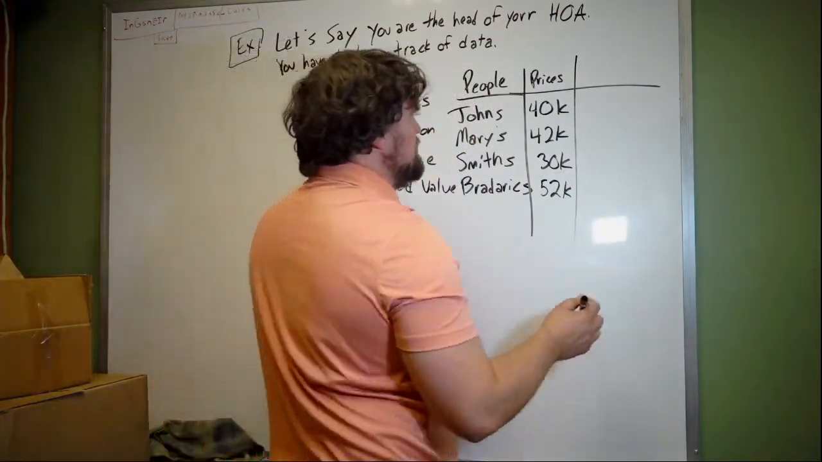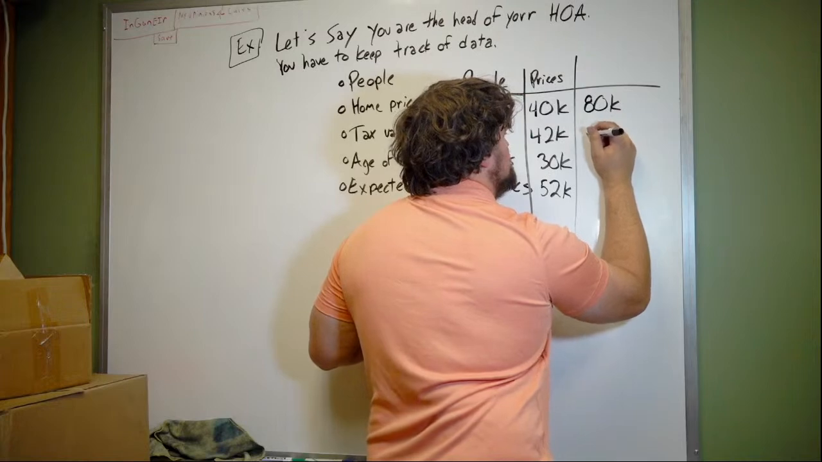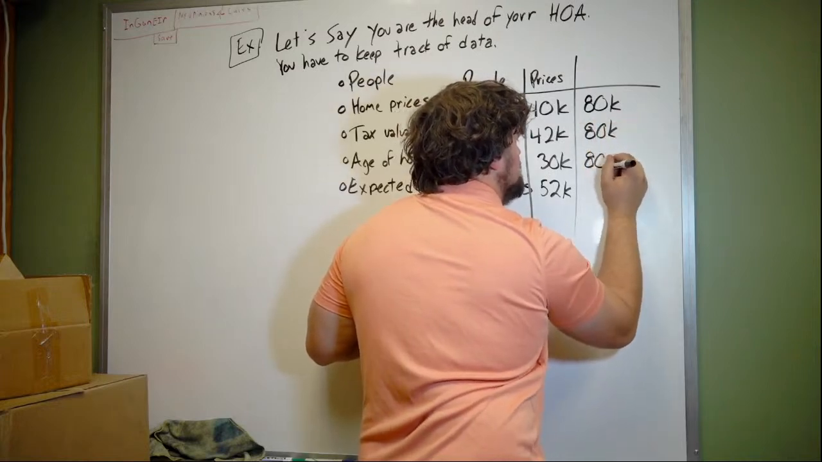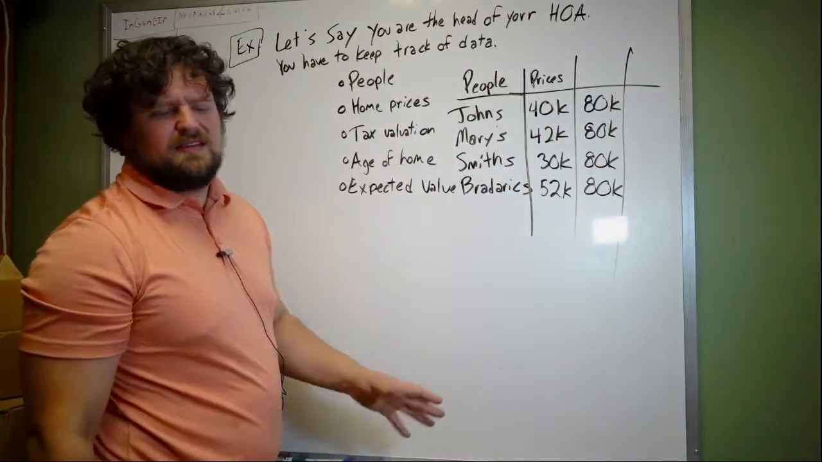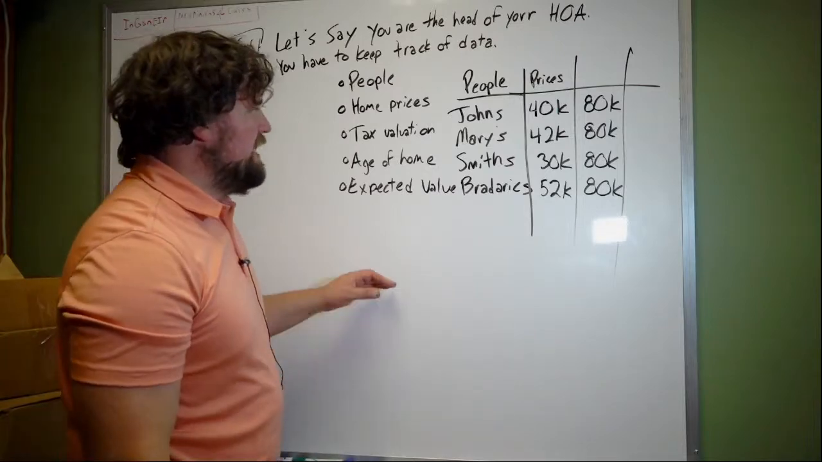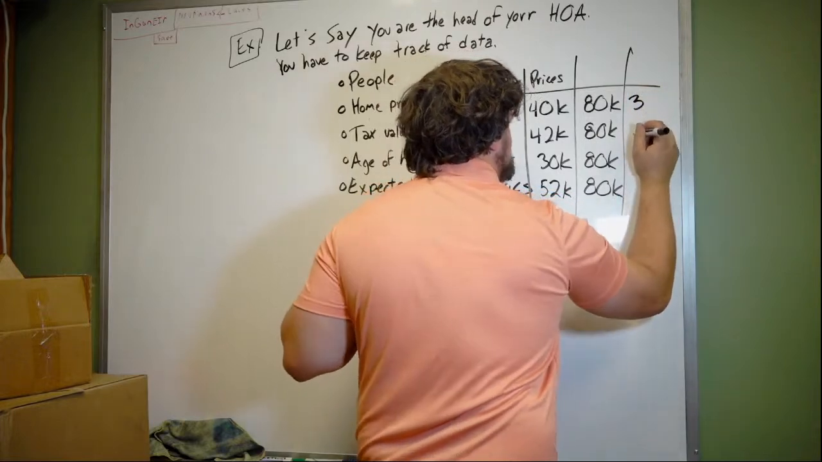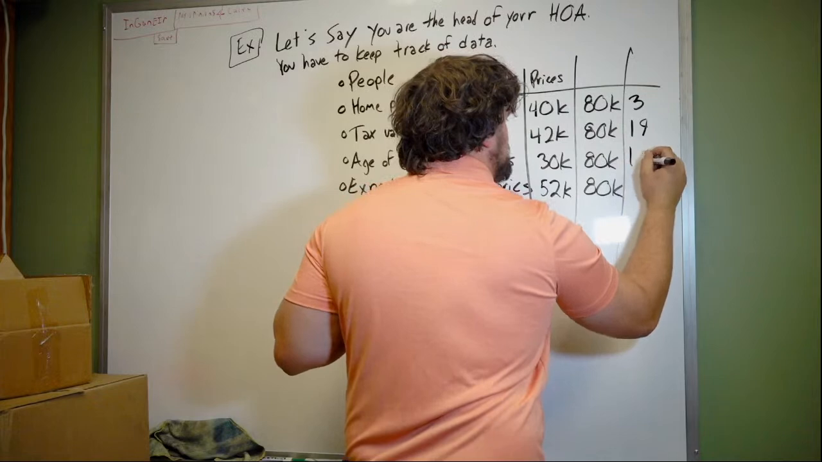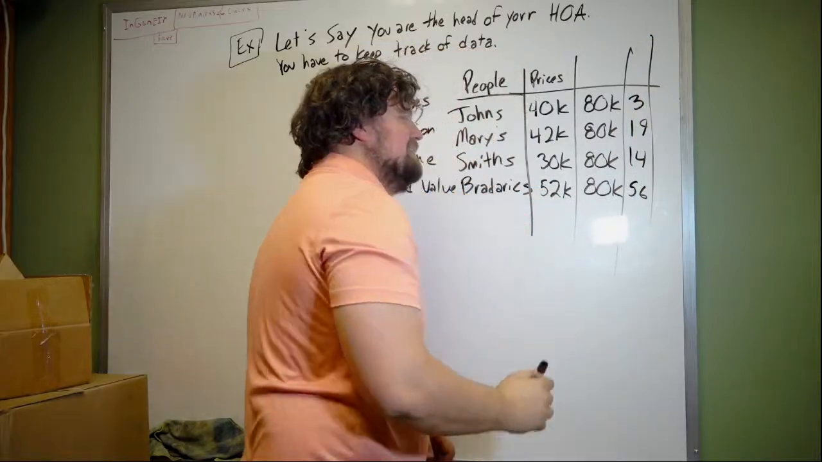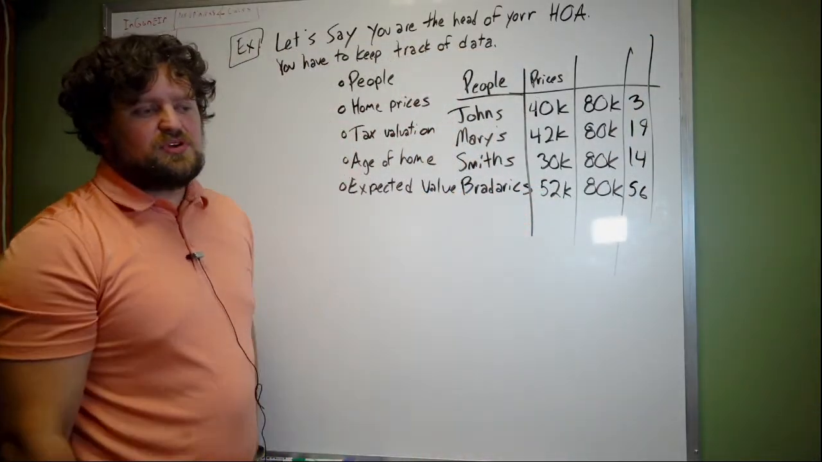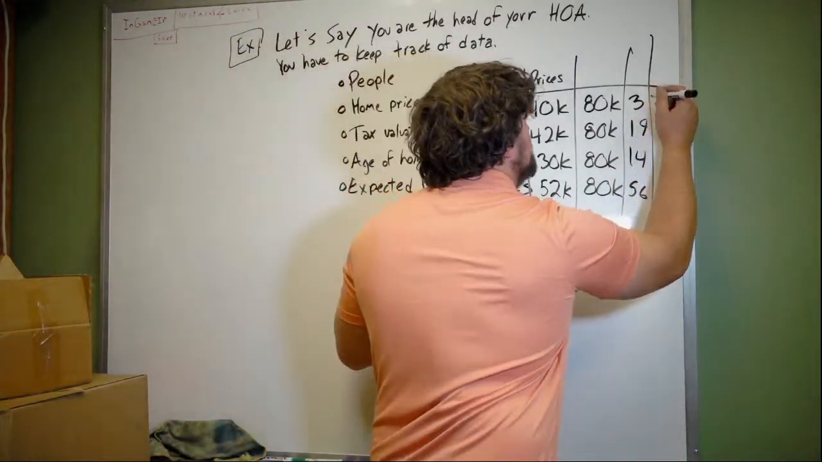The next one, tax valuation. Let's say the city just wants money out of everybody, and so basically everybody is valued at 80K. And you get a certain amount of taxes every year based on your tax valuation. Age of home, maybe there's a 3-year-old trailer, maybe this is a 19-year-old trailer, 14, and then this one will be 56. It's a prim and proper, well taken care of trailer. And then expected value in the next year, 40K.